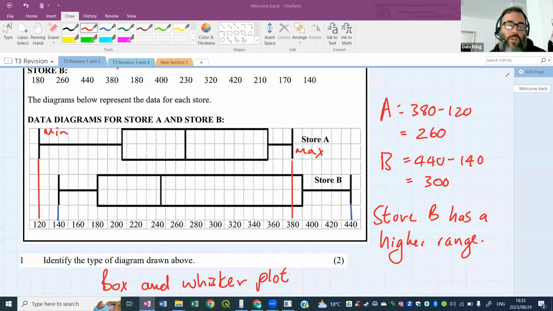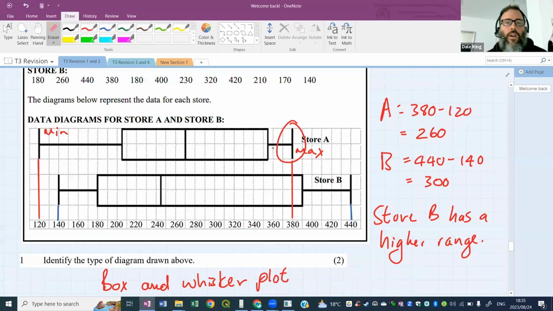What you could tell from this is if you know that the line on the left here is the minimum and the line on the right is the maximum, and they ask you what is the range, you can read numbers off the ruler at the bottom to determine your range. You know range is maximum minus minimum.